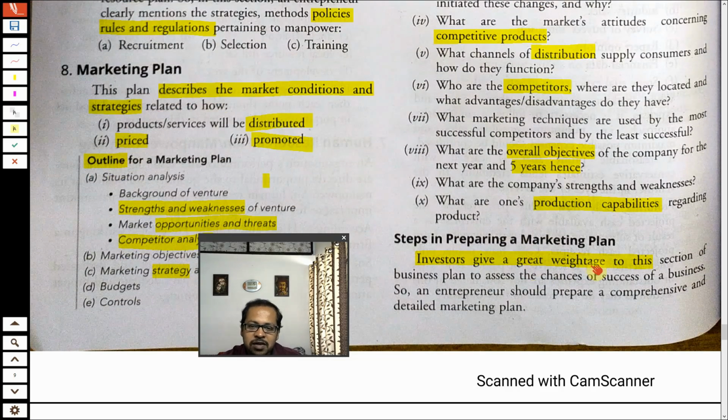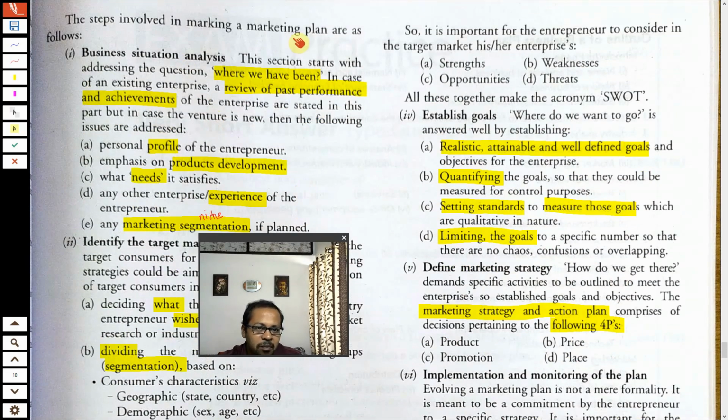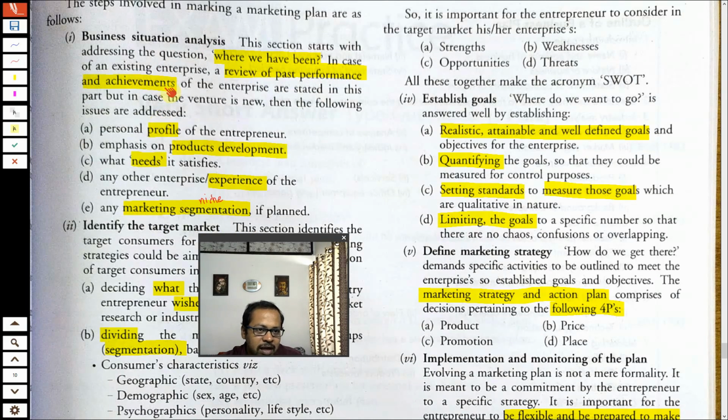So as we know, investors give very high weightage or importance to this plan because success depends on this. So the steps involved in preparing a marketing plan are as below. Now first of all, situation analysis has to be there. Okay, as we had discussed earlier, where are we currently, what is the outlook of the market, what are our strengths and weaknesses. So all these things are very important in situation analysis. So we should review our past performance and achievements.